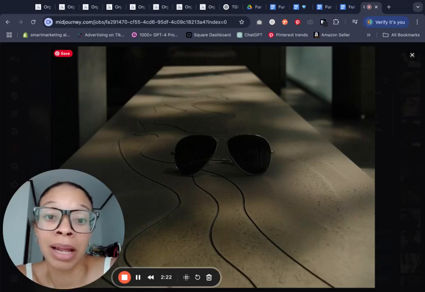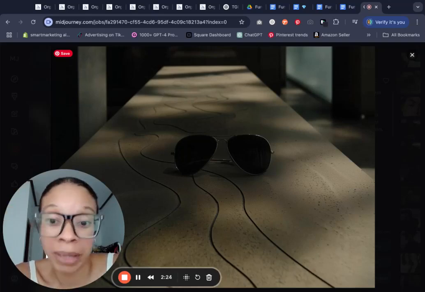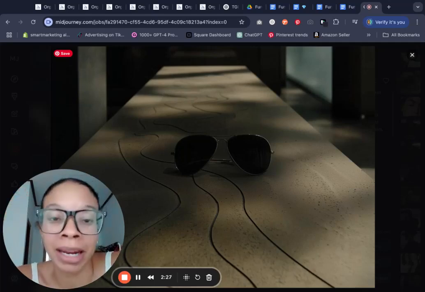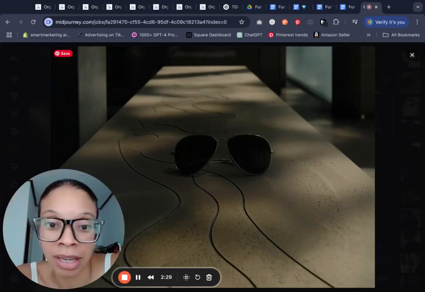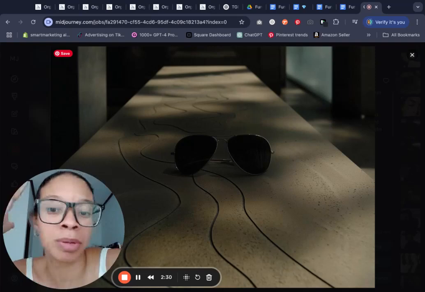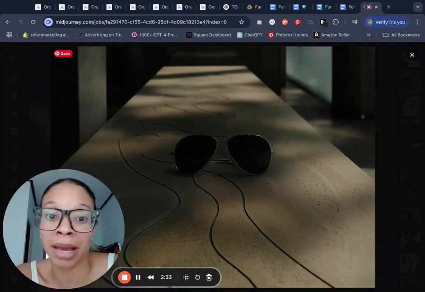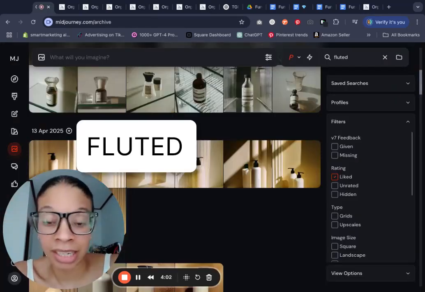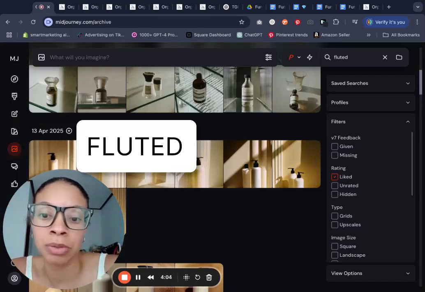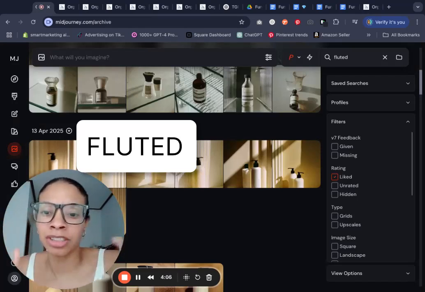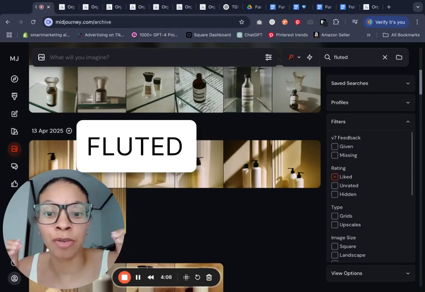I have a select amount of keywords that I love using repeatedly that are getting me repetitive, high level results. And I'm also starting to become known for a particular style. So I'm going to share with you some of my favorite keywords, and I tend to utilize them a lot, especially when I'm doing in-studio shots that just need a little bit of pizzazz, and it's fluted.